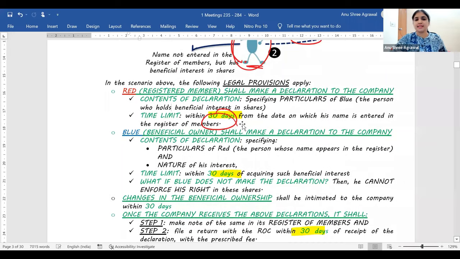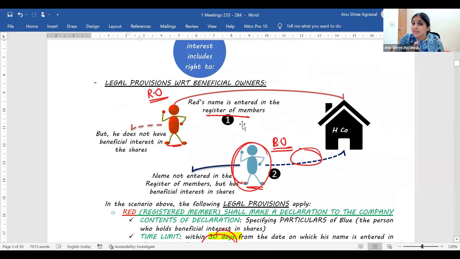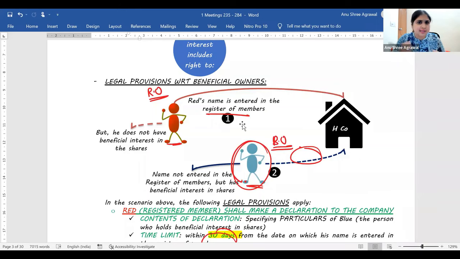So let's see this once again. Red, his name is there in the register, but he's actually not enjoying the benefits of the shares. Who is actually enjoying the benefits of the shares? Blue. Blue becomes a beneficial owner. Red becomes a registered owner. What will Red inform the company? Company, listen, my name is there in your register, but actually I am not enjoying the benefits of your shares. It is Mr. Blue. What will Blue inform the company? Company, my name is actually not there in your register of members. Red's name is only there in the register of members, but I am the one who's actually enjoying the benefits of the shares.